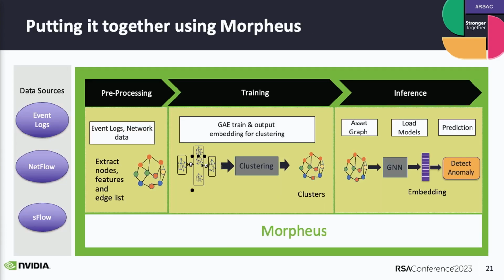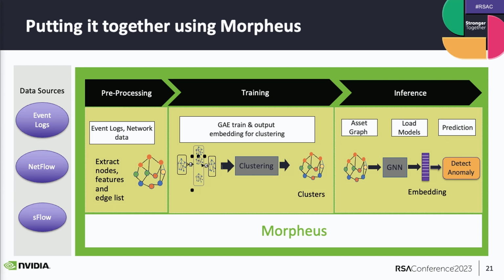Now, this is what this model pipeline would look like in deployment or production. And it's important to think of this pipeline as discrete independent stages. So we have a pre-processing stage, a training stage, and an inference stage. We use the data sources that we have talked about so far to come up with a graph representation in the pre-processing stage.